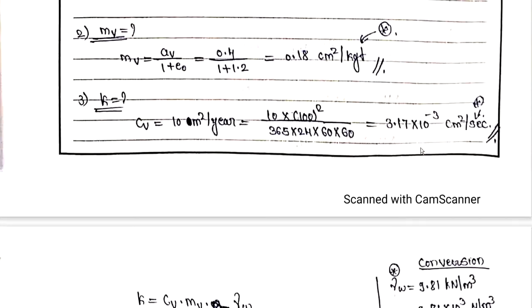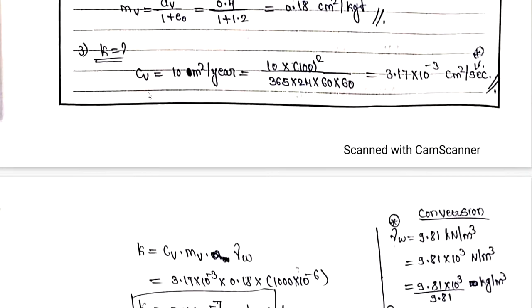So 1 year is equal to 365 days, in 1 day 24 hours are there, in 1 hour 60 minutes are there, and similarly 60 seconds in a minute. So we are going to get the converted value as 3.17 into 10 to the power minus 3 centimeter square per second.